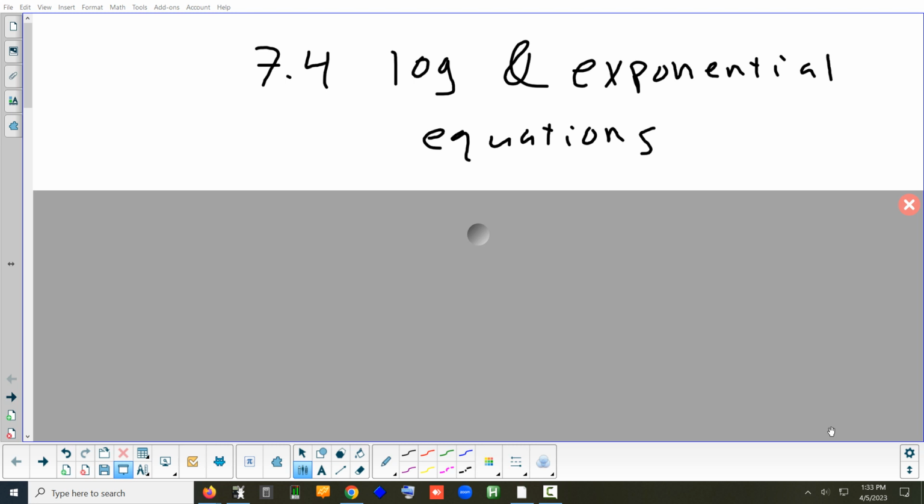All right, so last section we're going to look at is 7.4. In section 7.4, it's really a summary of everything that we've learned this week. So we're going to be changing between log and exponential form. So we're going to have to do that.